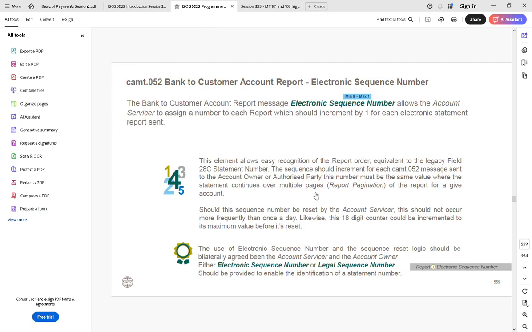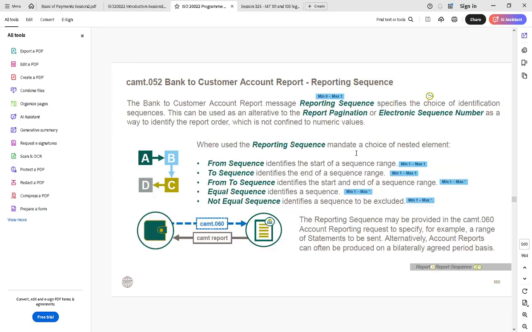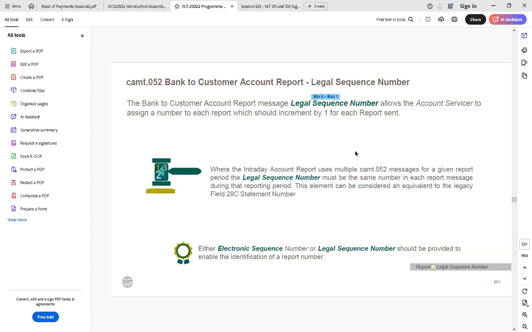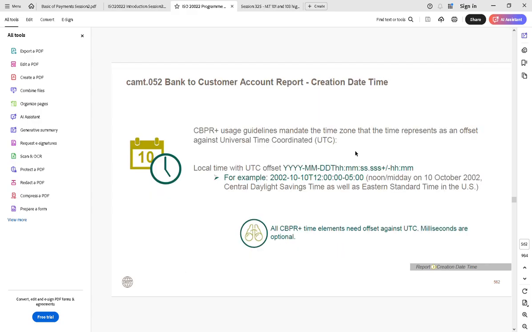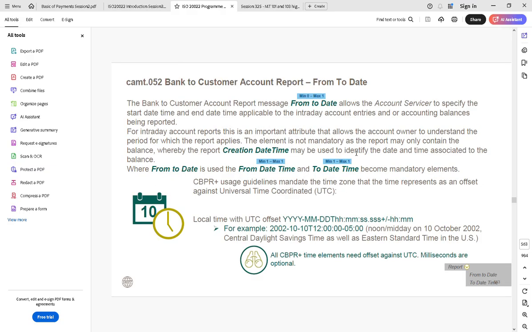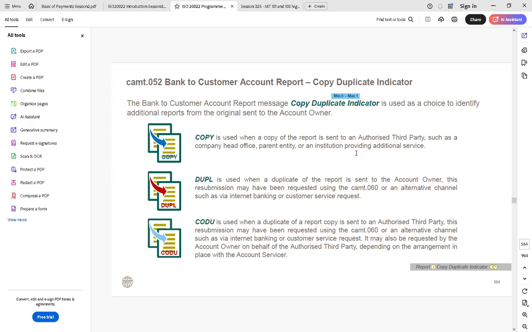So only keep in mind very small things: balances, interest, message ID, copy duplicate, message pagination. I also recommend you learn small things: electronic sequence number, reporting pagination, legacy sequence number. If you remember, fine, otherwise don't, or you will forget the main sequence message. Then creation date and time, account report, report date and time, and the copy duplicate indicator we saw some time before. There are three codes.